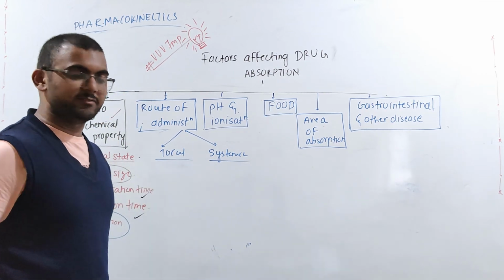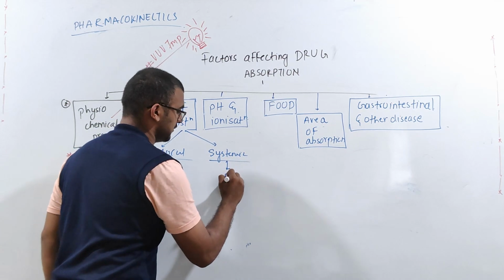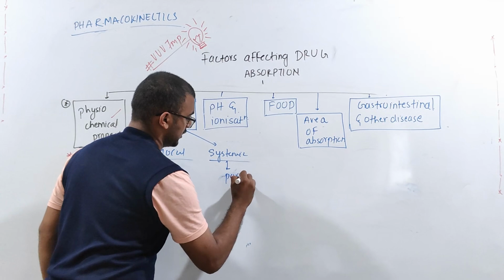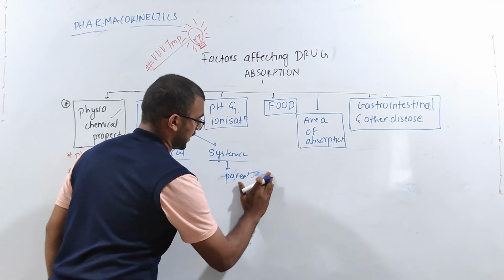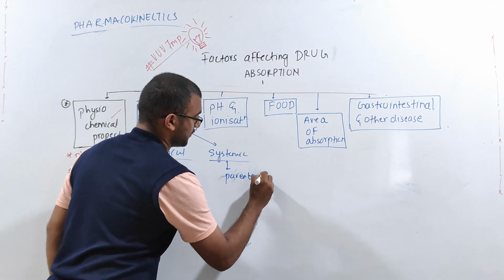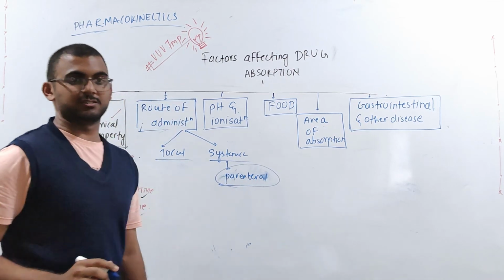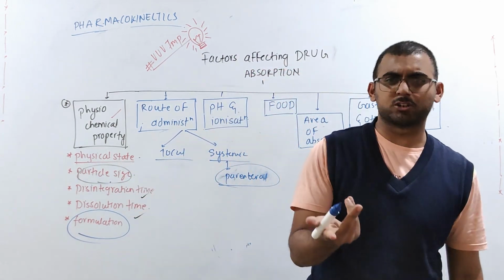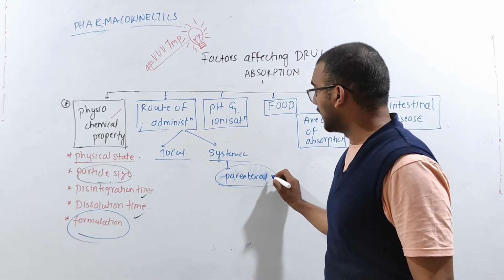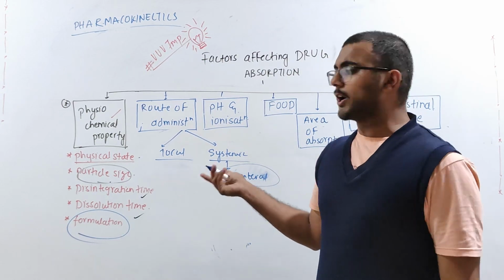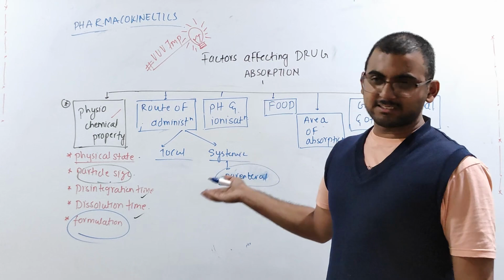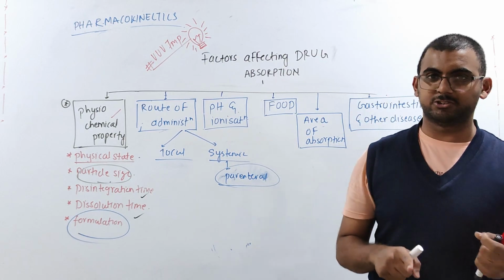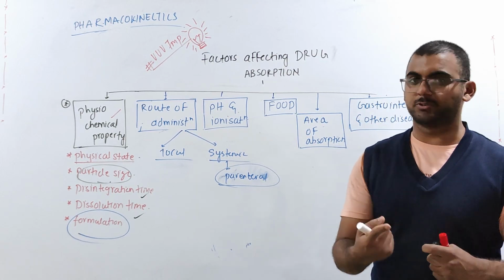Now in systemic, what are we having? That is your parenteral. Parenteral drugs are those drugs which go directly inside the blood vessel, like the injections we talked about. These drugs are going to go directly into the blood vessel. So whichever route of administration you use, absorption will matter, right?